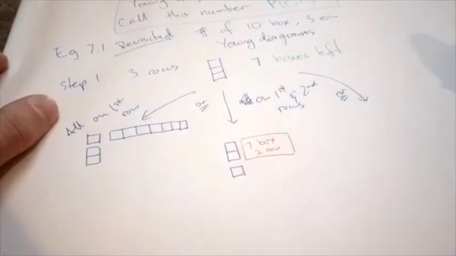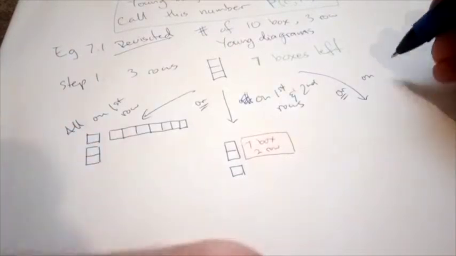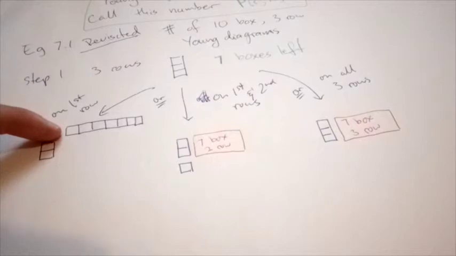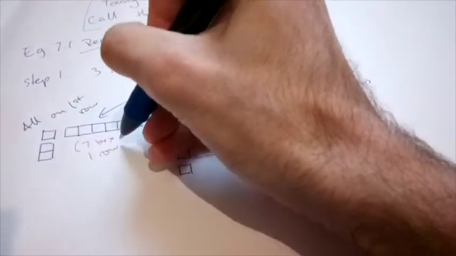Or I can place them on all three rows. And I really have to put them on all three rows, otherwise I'm in one of the other cases. Now my boxes are joined back up, and here I want to build a seven box three row Young diagram. Here I built a seven box one row Young diagram, but there's only one way to do that. So maybe I'll just say this is a seven box one row Young diagram.